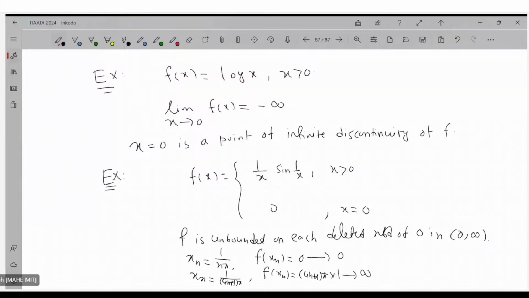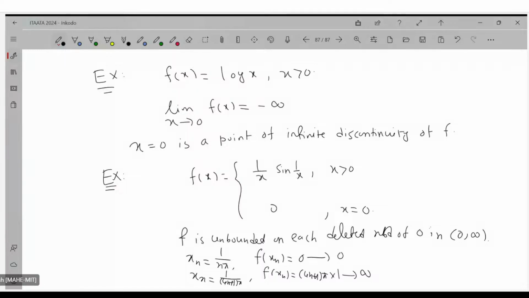So you see that for different sequences f of xn is moving towards different values. So obviously that means that the limit does not exist. That limit cannot be infinity or minus infinity, because for one sequence it is moving towards 0, for another sequence it is moving towards infinity. So that limit does not exist. We are not discussing limit supremum or limit infimum. That limit does not exist at all in this case.